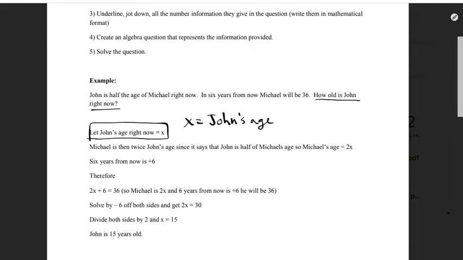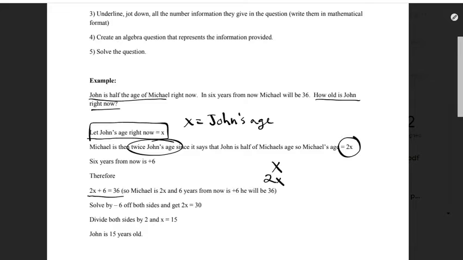It told me that Michael was twice John's age. It says that John is half of Michael's age. So what I basically did is I said, well, Michael, you must be 2x. So John is x, and he's half of Michael. That must make Michael 2x. Hopefully that makes sense. Then it said in 6 years from now, so that's that plus 6. He's going to be 36.